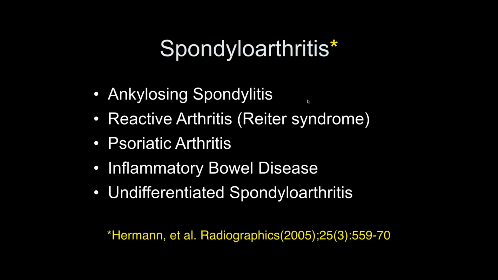Okay. So we'll talk about ankylosing spondylitis, reactive arthritis, which used to be called Reiter's syndrome, but that's a bad term now, since Reiter was one of the Nazi physicians who was intimately involved in research during the Holocaust. So it's best not to use that term. It's called reactive arthritis, psoriatic arthritis, inflammatory bowel disease, and undifferentiated spondyloarthritis.